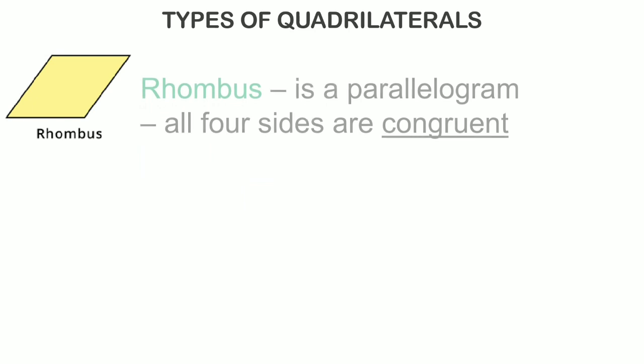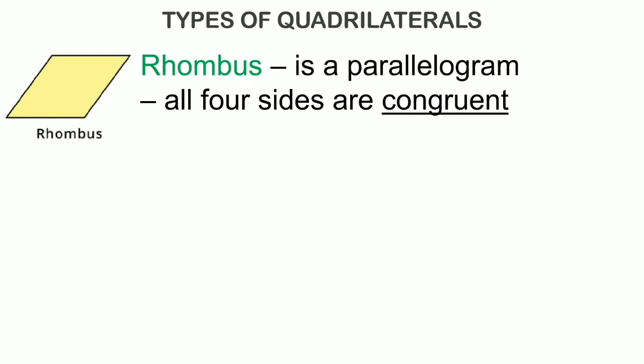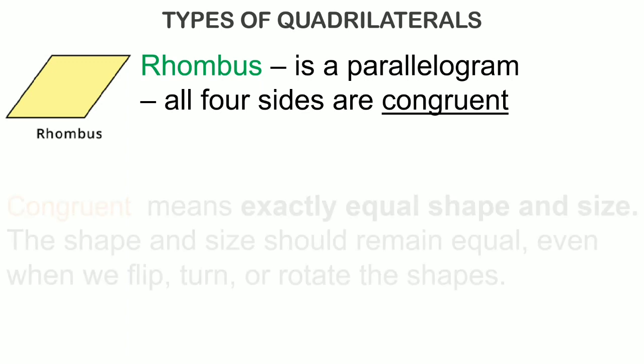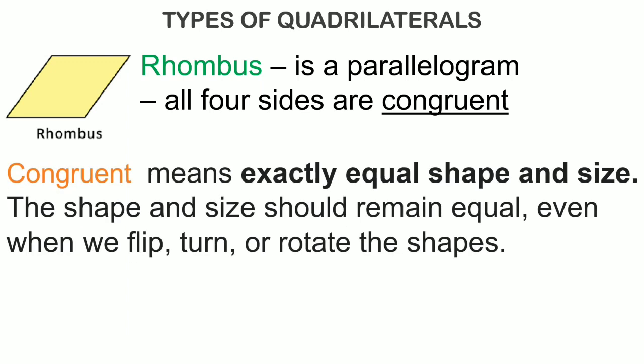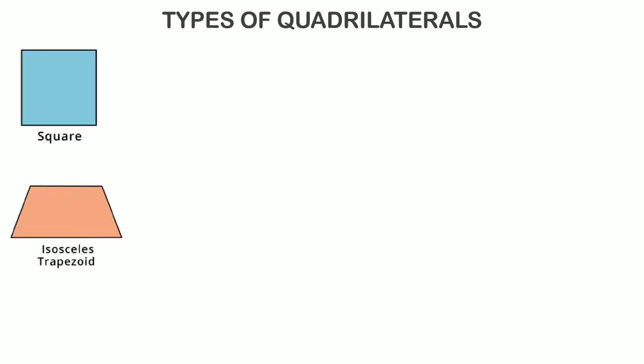Next is rhombus. Rhombus is a parallelogram also. All four sides are congruent. Ano ba yung congruent? Congruent means exactly equal shape and size. So the shape and size should remain equal even when we flip, turn, or rotate the shape. So this side here is congruent with here, this is congruent with here. All of the sides are congruent. So if this is 5, this is 5 also, 5 as well, this is 5 as well. Next, let's have square.